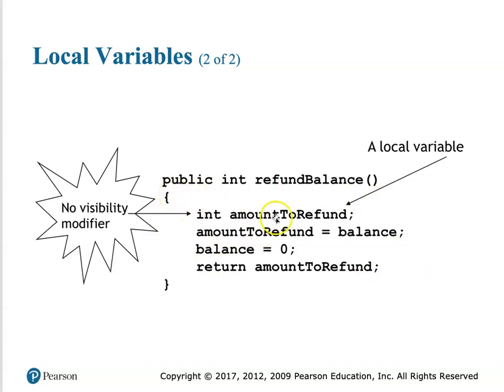So we need to have a temporary integer. We'll declare it as an integer. We don't have to give it public or private. We'll name it amount to refund. And then we'll say, take the value that's in the field balance, tuck it onto this temporary space, reset the balance to 0, then go and look at that temporary space and use that value to return it back to the end user.